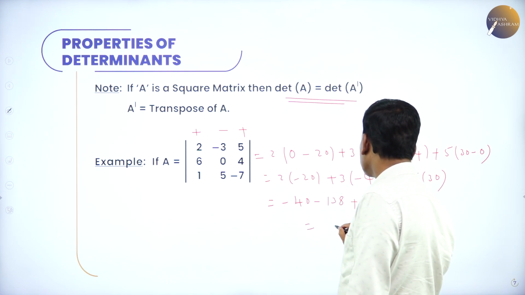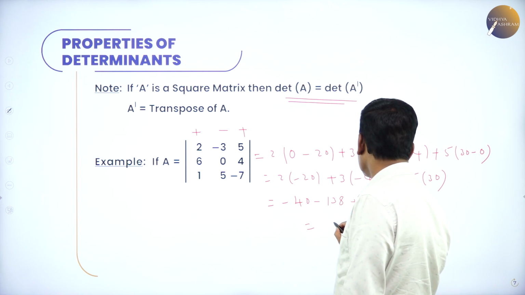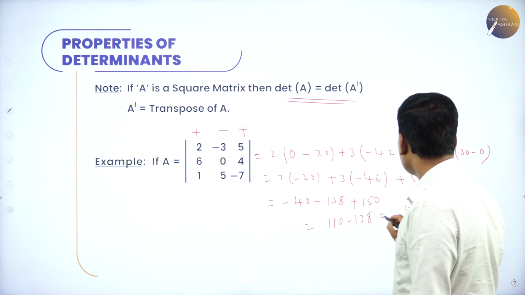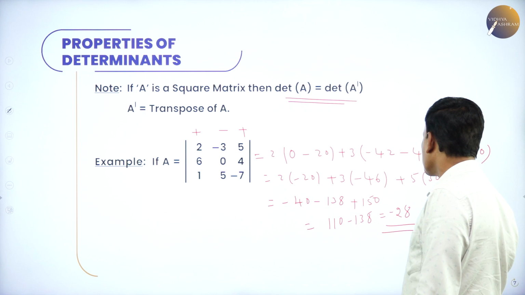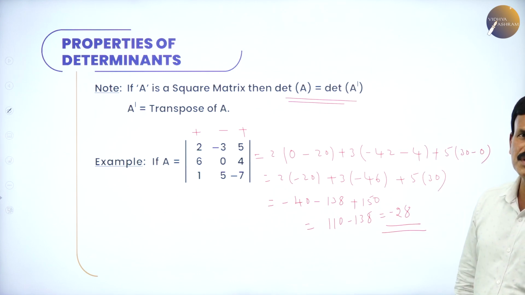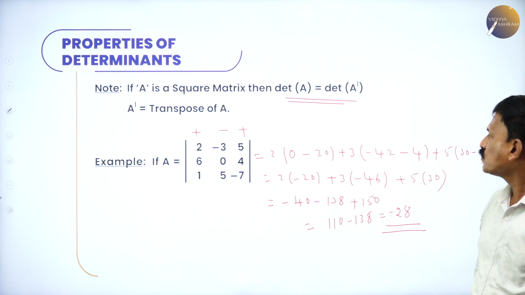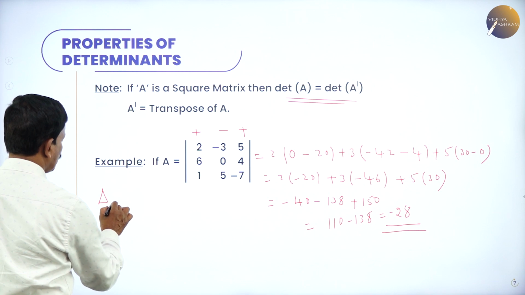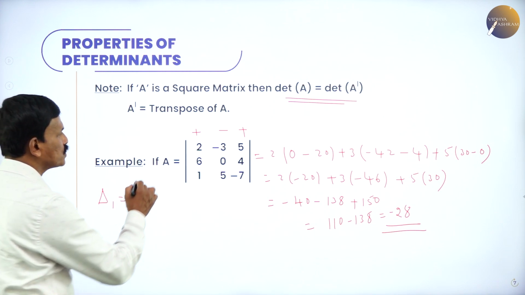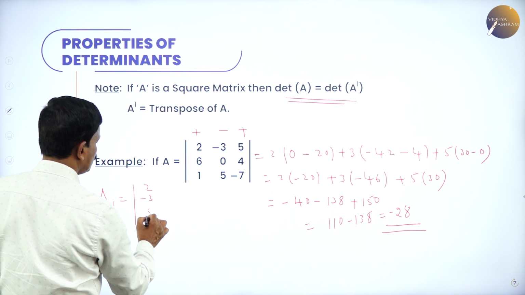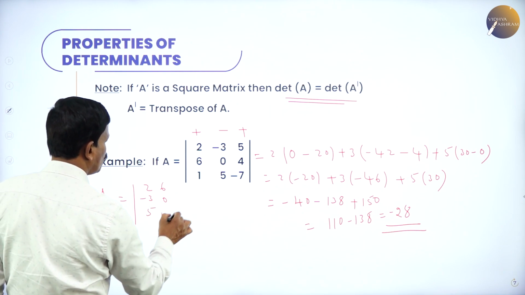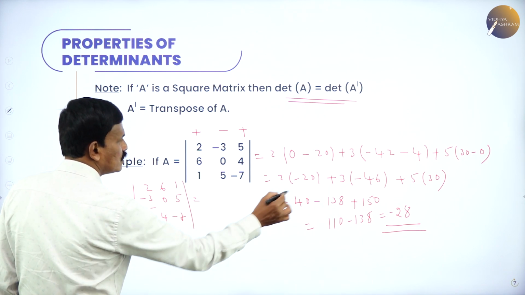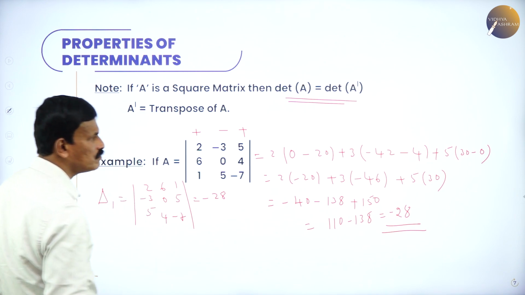So this is equal to 150 minus 40 is 110, 110 minus 138. So that is equal to 28. The answer is equal to minus 28. So the value of this determinant is minus 28. Now if I interchange the rows of delta 1 or delta dash, we get 2, minus 3, 5, 6, 0, 4, 1, 5 and minus 7. According to the definition, the value of this determinant is also equal to minus 28.